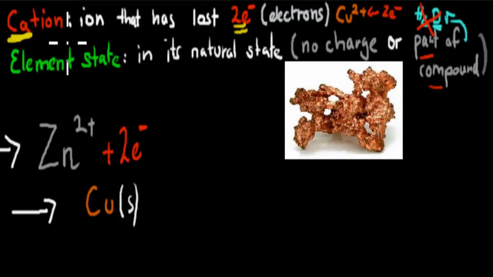So again, a cation is an ion that has lost two electrons, for example, copper 2+, and the elemental state refers to it being in its natural state. So for example, copper not having 2+, but just being copper. So this here is actually a picture of copper. Not copper 2+ or copper 2-, but just copper itself. And I'm going to refer to this picture again at the end. But this is how it looks if it hasn't lost or gained electrons, if it's just in its normal state.